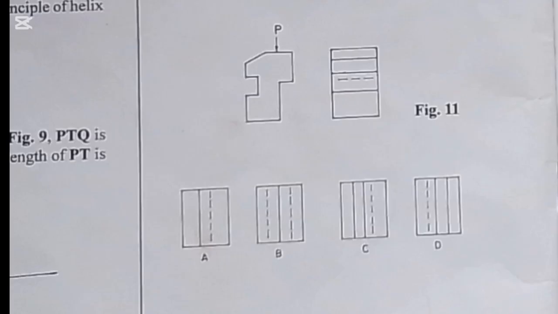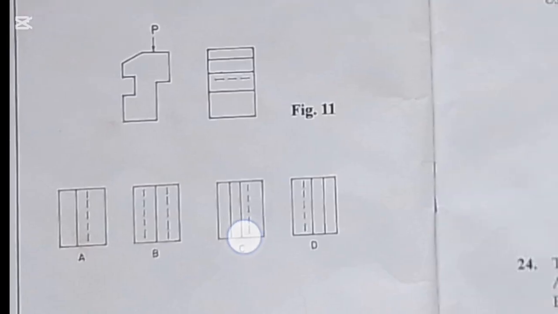Then the other edge here is going to be a thick line, so we have this. Okay, B and D stay in contention. Then there is a hidden part also which is going to be broken, so the correct answer here is B. B is the correct answer.